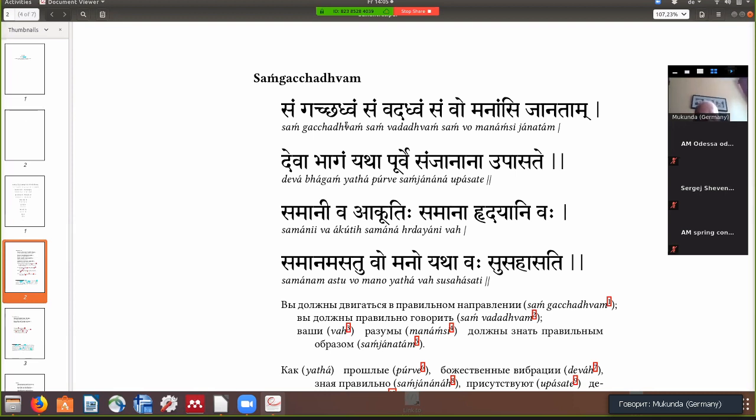Then the next word, you can see that the sam repeats.